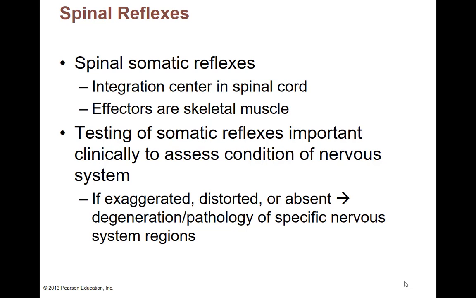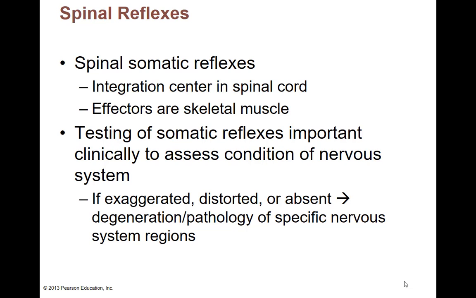Now, some spinal reflexes. Again, these are all reflexes. They stay in the spinal cord, nowhere else. Usually these effectors are all skeletal muscle. And we can test our skeletal muscles and how they react to certain reflexes to assess the condition of our nervous system. We'll go through some of these specific reflexes, but if your reaction to touching something hot, we know what will happen. We pull our arm away as fast as we can.